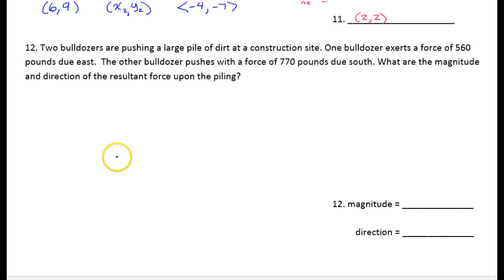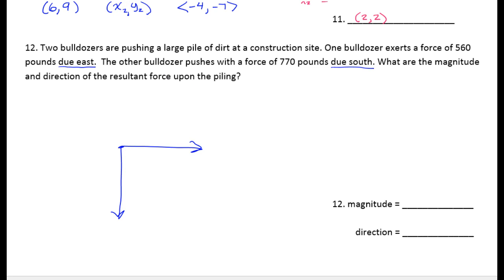Let's do one more problem on this video. This will be a simple word problem. They get much more complex than this. But we have two bulldozers that are pushing a large pile of dirt at a construction site. One bulldozer exerts a force of 560 pounds due east. The other bulldozer pushes with a force of 770 pounds due south. Due east means just east. Due south means simply south, or like directly straight south and east.